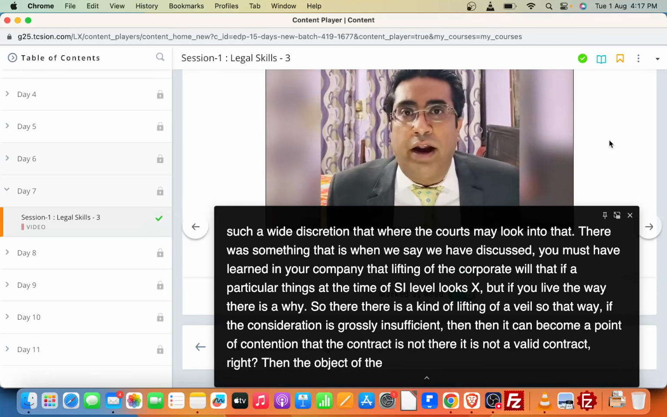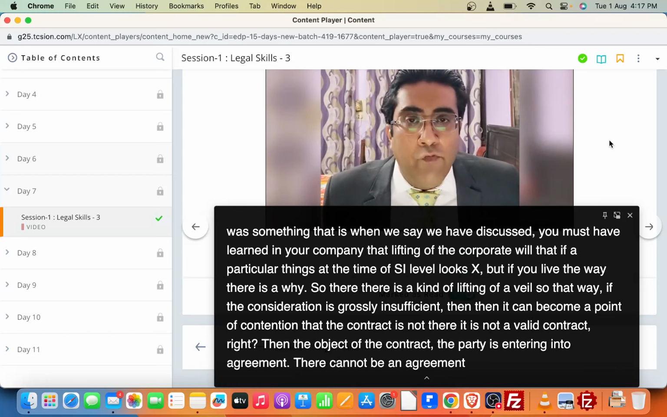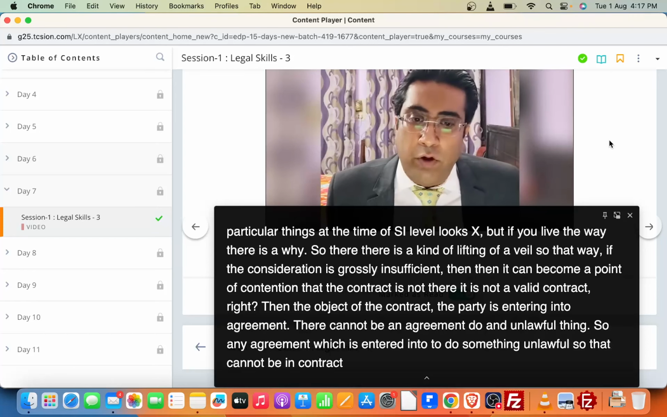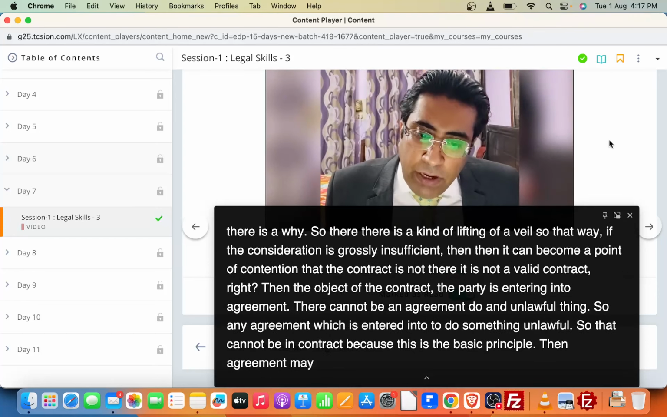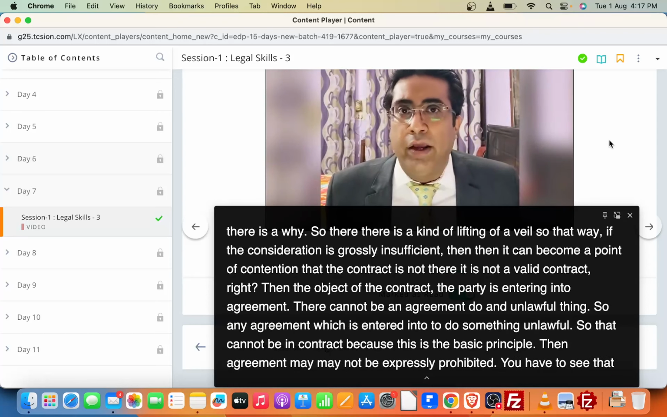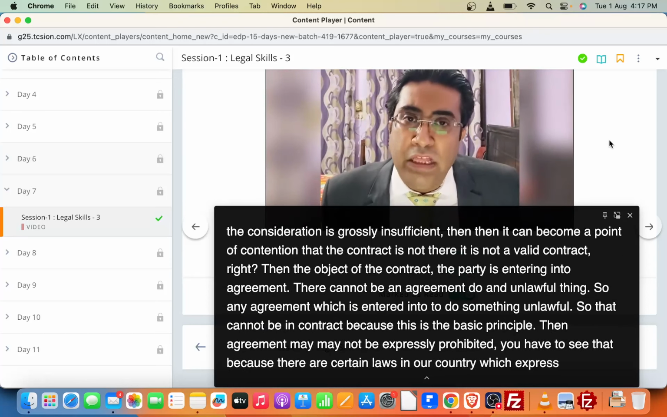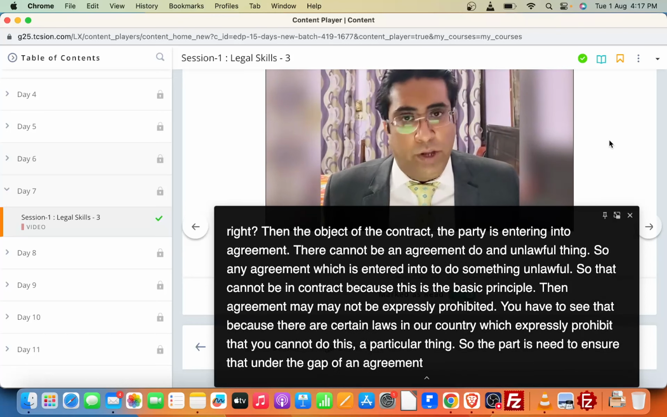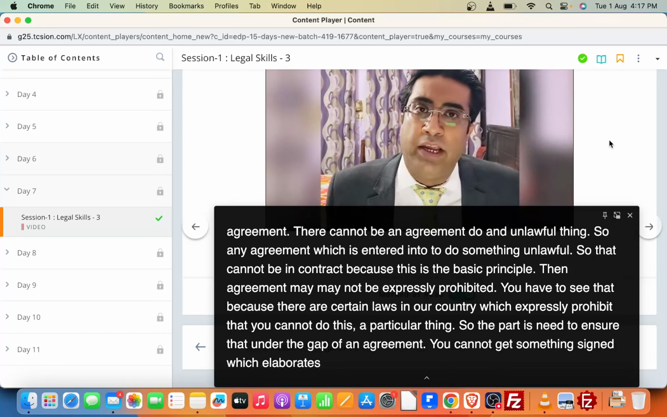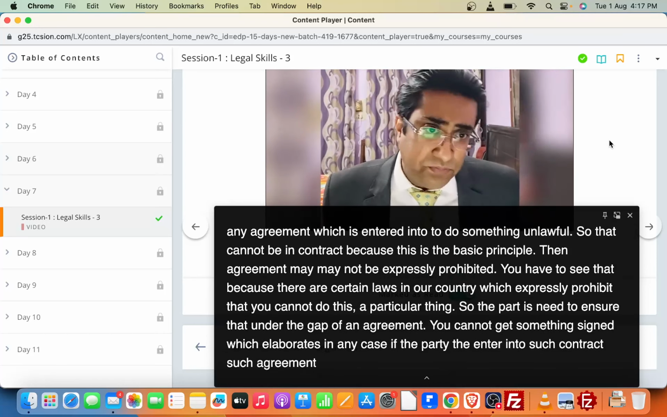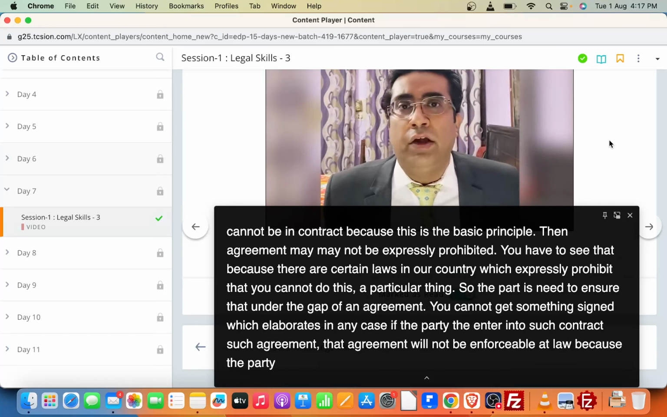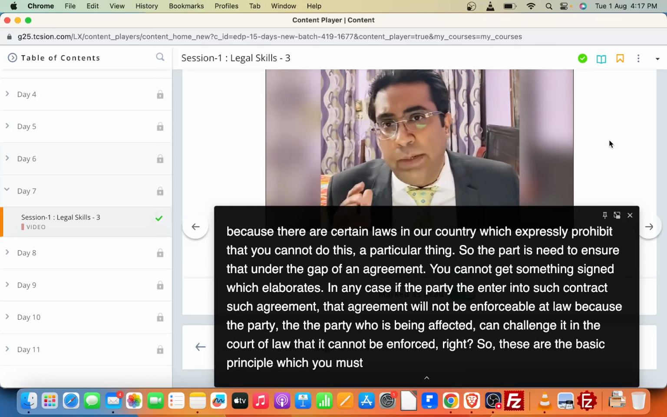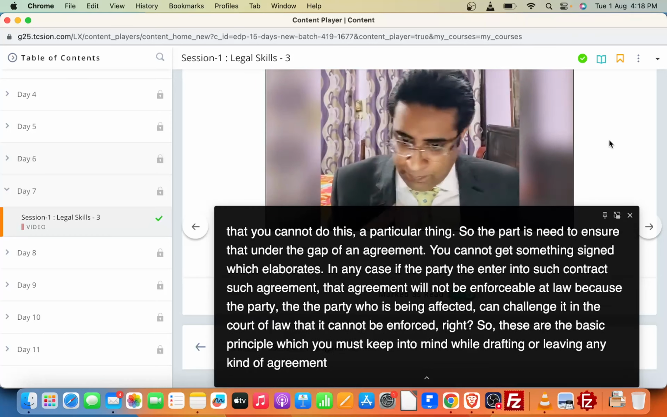Then the object of the contract: for the parties who are entering into an agreement, there cannot be an agreement where you do an unlawful thing. Any agreement entered into to do something unlawful cannot be a contract, because this is the basic principle. The agreement may not be expressly prohibited, but you have to see that there are certain laws in our country which expressly prohibit doing a particular thing. The parties need to ensure that under the garb of an agreement, you cannot get something signed which a law prohibits. In any case, if the parties enter into such an agreement, it will not be enforceable at law, because the affected party can challenge it in a court of law. These are the basic principles you must keep in mind while drafting or reviewing any kind of agreement. Let us move ahead.